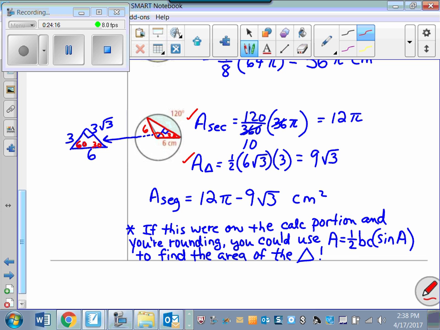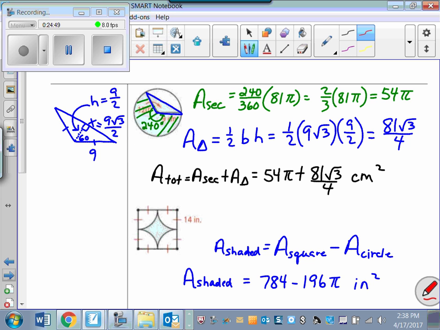And then I used my special right triangle rules to find everything I needed to find the area of that triangle. And I wrote you a note right here that if this were a calculator problem and you were asked to round your answer, then you could have used this little formula right here that we learned last time, I think it was, to find the area of that triangle. And then you just subtract. You subtract, and since I can't simplify this anymore, I'm going to leave my answer just like that.